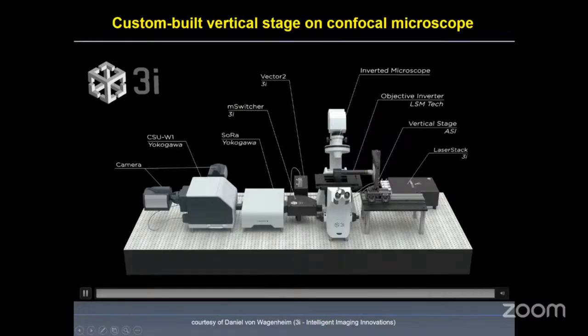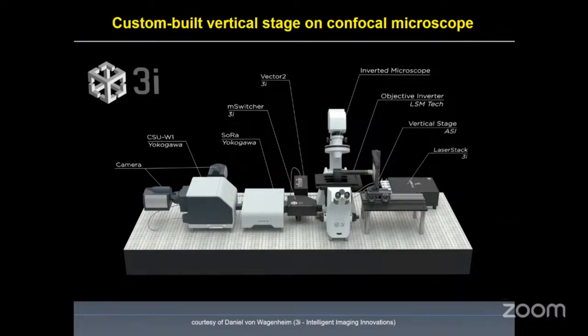we actually now have a vertical stage instead. In this case, all you do is unscrew your objective down here, put on this objective inverter, and then screw on your objective over here. And now you can image on this vertical stage. And for plant biology, that kind of makes sense, right? I mean, plants are typically not growing in this direction. They tend to grow vertically.